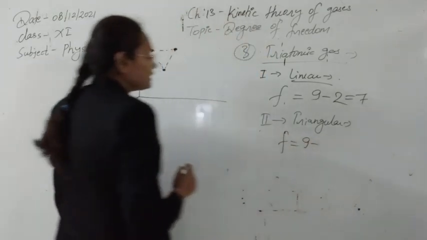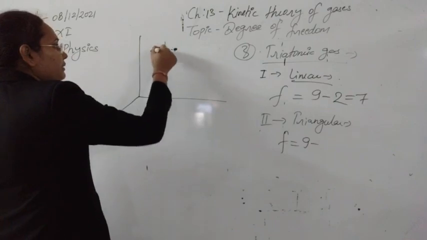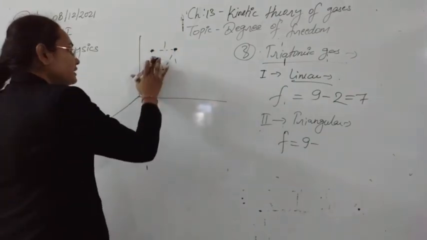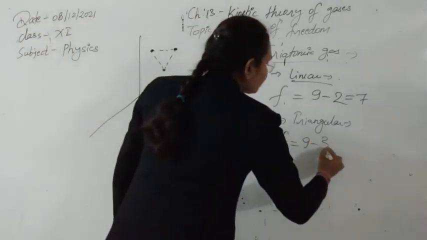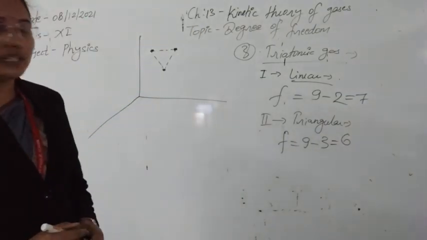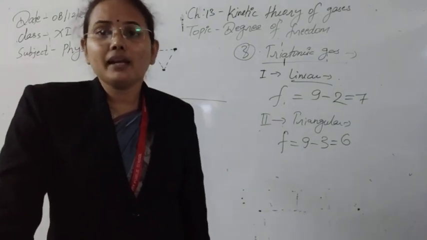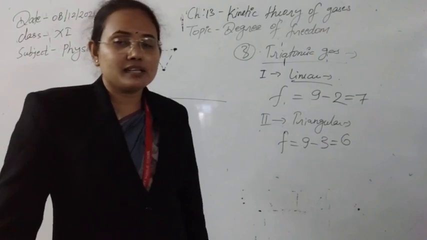But if you see the relationship between these atoms, one relationship, between these atoms, one relationship, between these atoms, one relationship, it means overall in this case of triangular arrangement 3 relationships are known. So constraints are 3. We need only 6 coordinates for the independent specification of the location. So the degrees of freedom for the triatomic gas is 6.